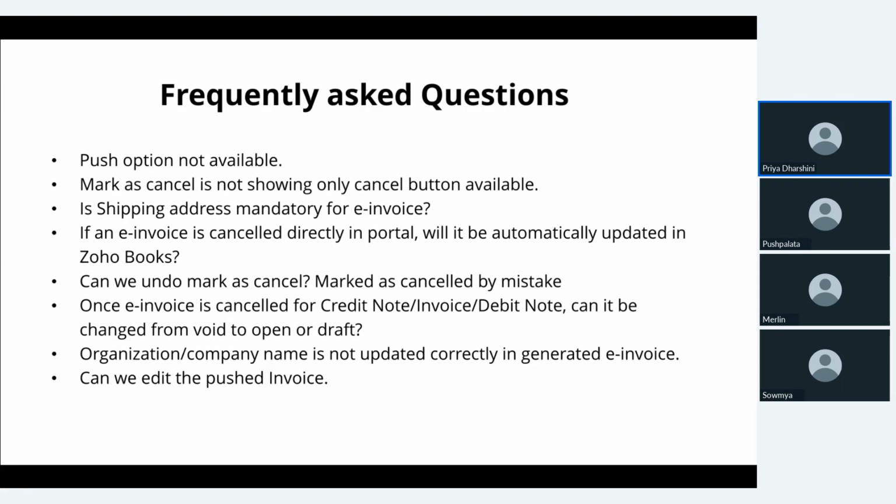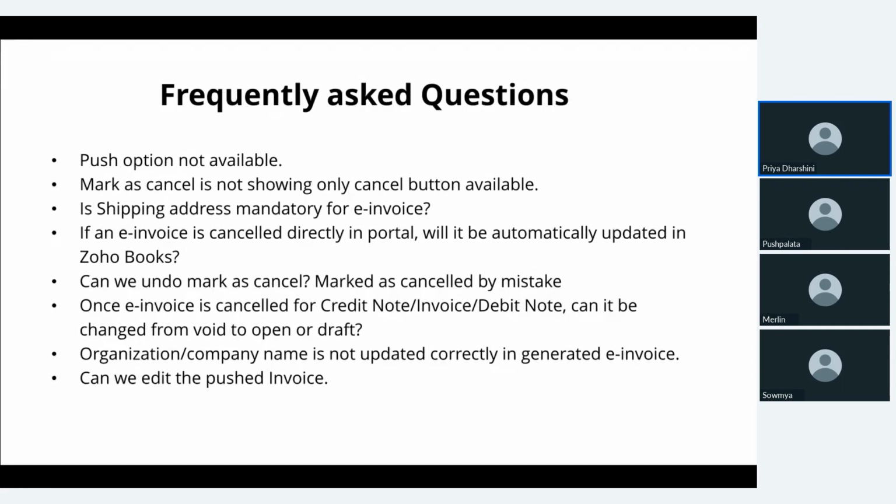And can we undo mark as cancelled if you have marked the invoice as cancelled by mistake? We will not be able to undo the cancellation. Once the e-invoice is cancelled, the IRN becomes invalid. You will have to generate another invoice with a different invoice number, and then push it to the IRP portal again.